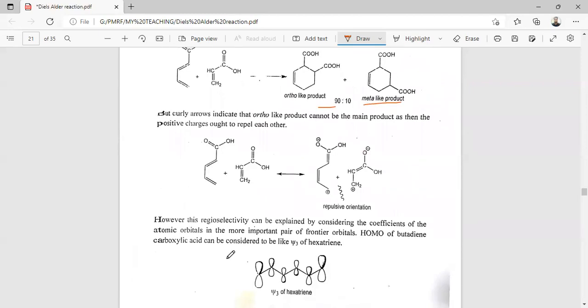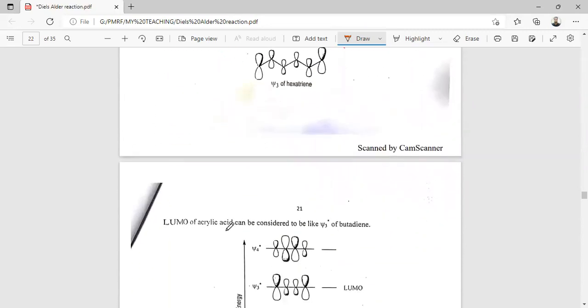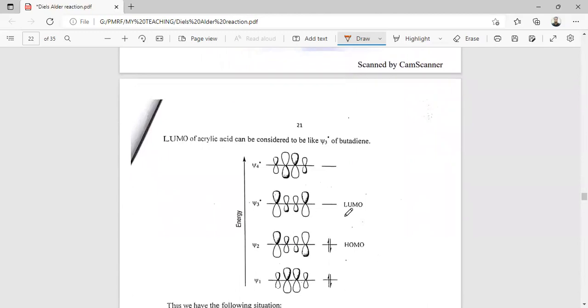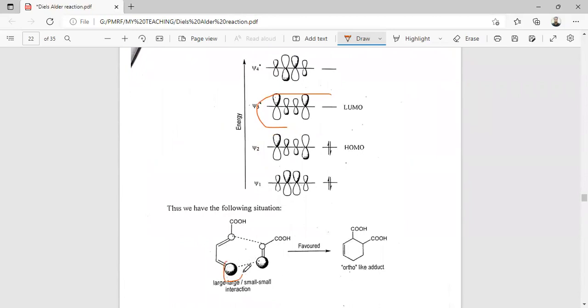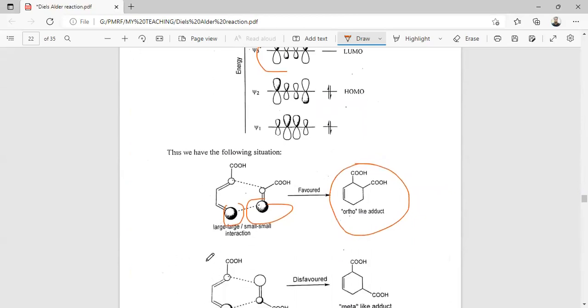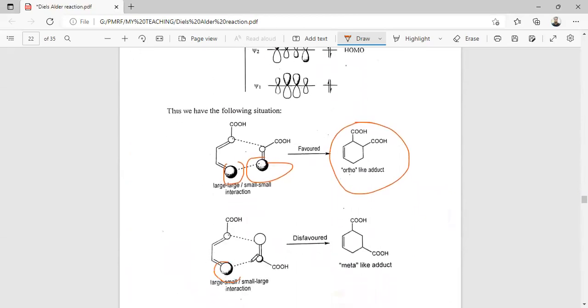However, this selectivity can be explained by considering the coefficients of the atomic orbitals in the more important pair of the frontier orbitals. The HOMO of the butadiene can be considered as psi 2 of the diene, and the LUMO of the acrylic acid can be considered. This is the LUMO of the diene. So we have the following observation. We have a large-large interaction in favor, so that's why it gives this ortho-like product. This large-small interaction is disfavored, so the meta product is not formed.